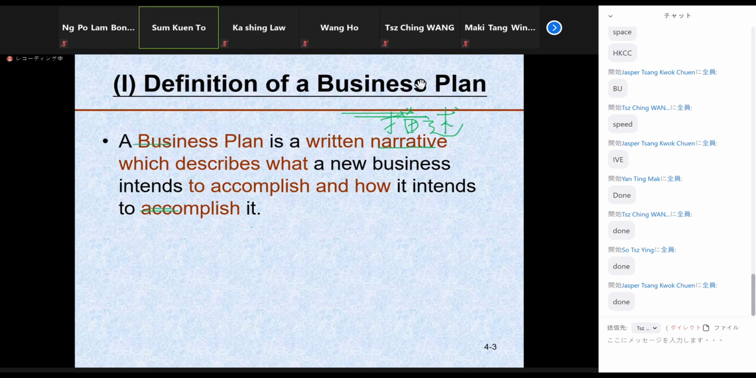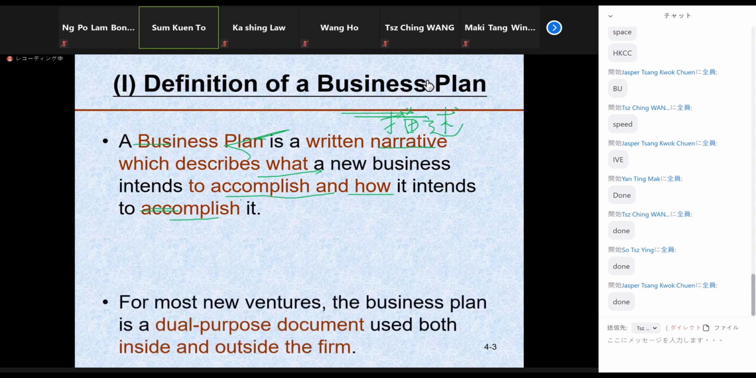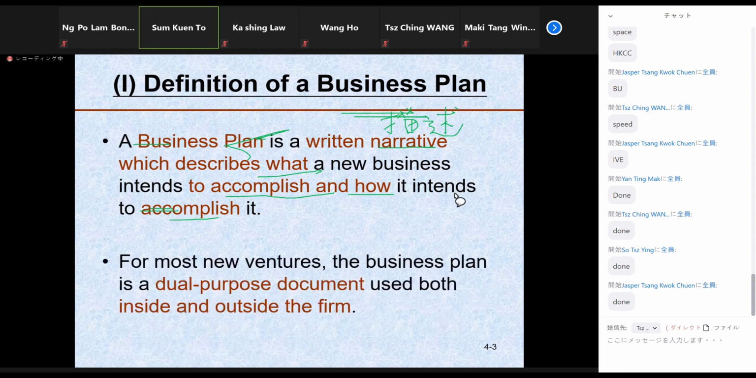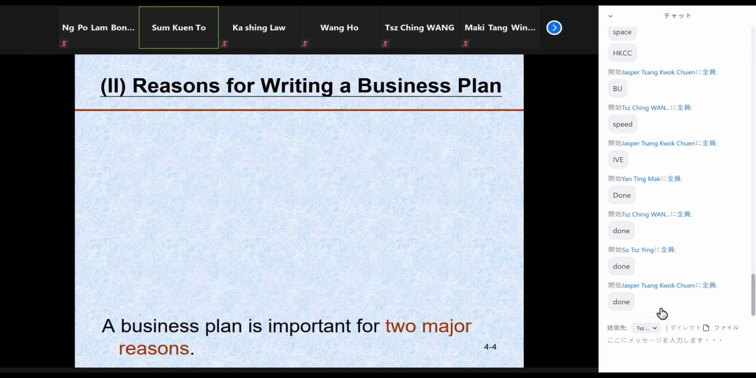I am losing my pointer. Where is it? Here. What to accomplish, how to accomplish. Okay, 我有個 idea, 我個 idea 點做, and then you describe. And for the business plan, there are two purposes. Two, as I said, inside, outside. Who are the readers? Insider, outsider, blah blah blah. Okay, so let's take a look.